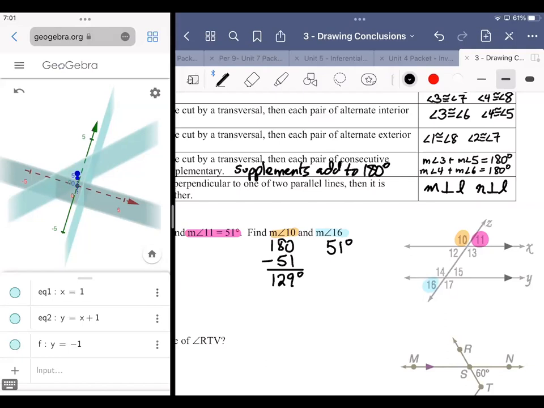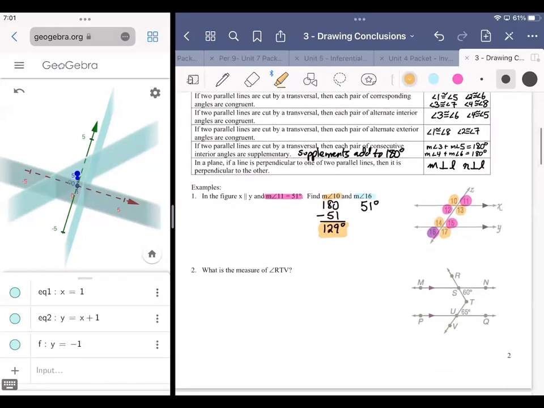Any angle that looks like 11 would also be 51 degrees. So all of these angles, 51 degrees. All of these angles, 129 degrees. I might have accidentally said 121 degrees, but 129 degrees.